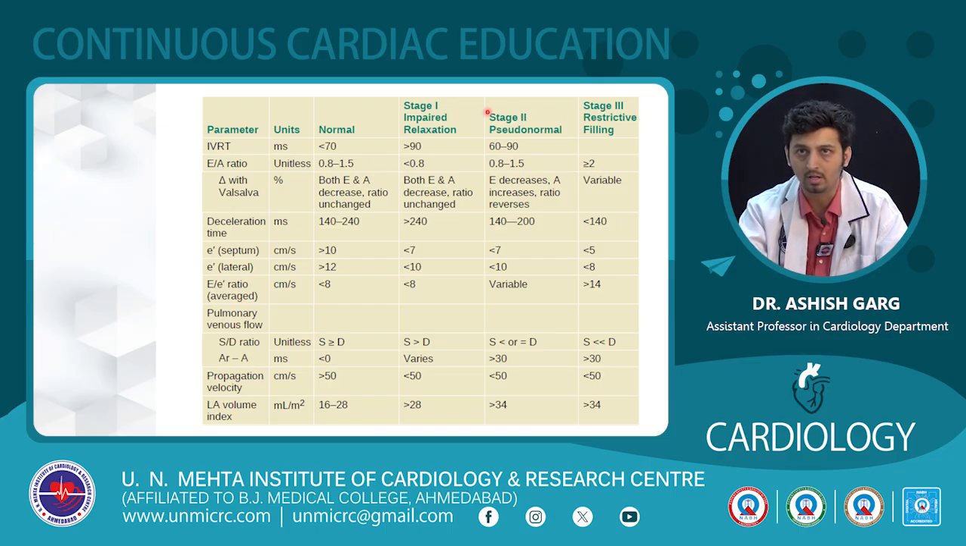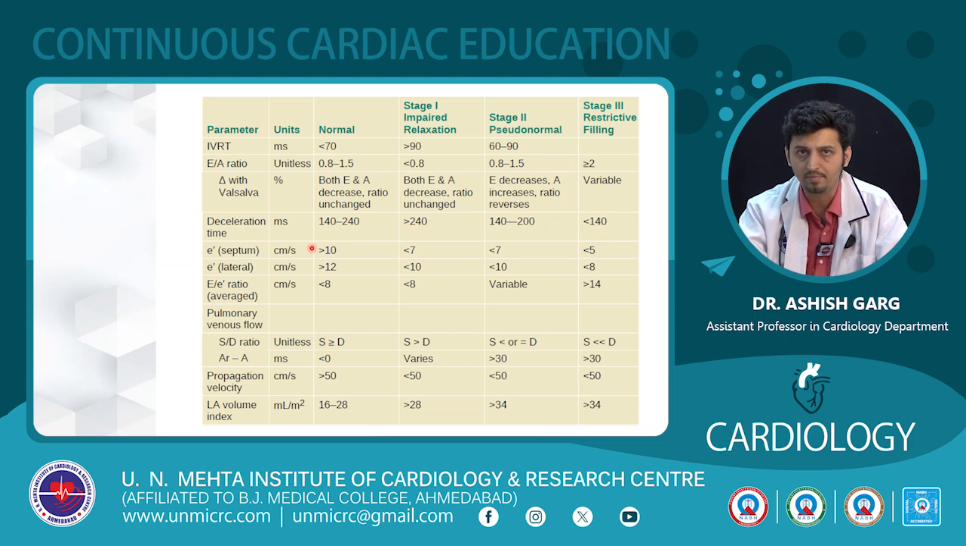Valsalva is important to differentiate stage 2 from the normal, and when you make a patient with stage 2 perform a Valsalva maneuver, the ratio reverses. The normal deceleration time is 140 to 240 milliseconds, and it shortens markedly in stage 3 diastolic dysfunction, and lengthens when there is stage 1 impaired relaxation.